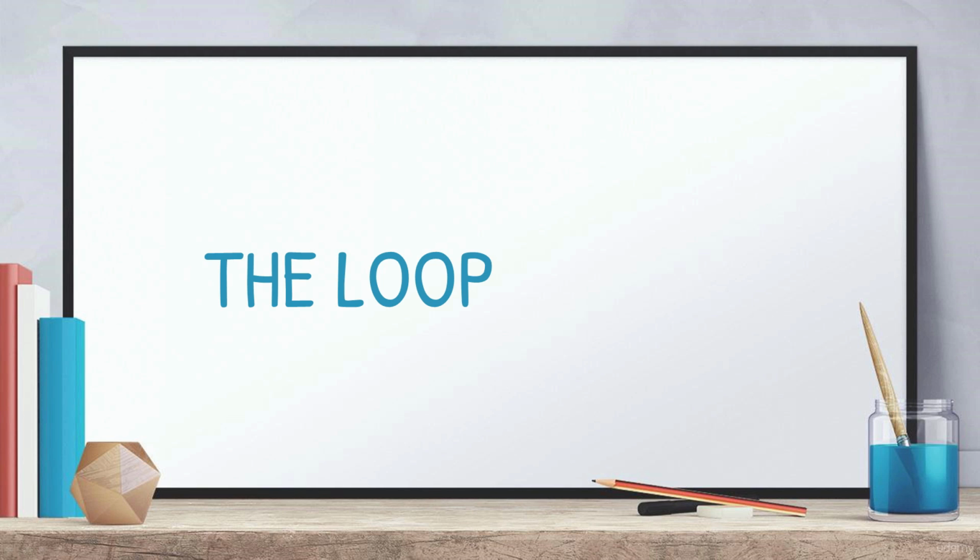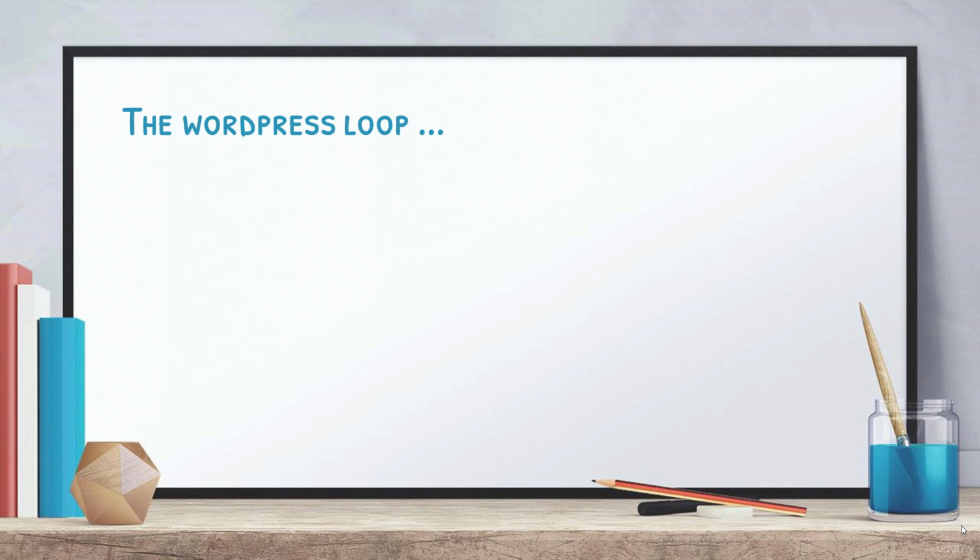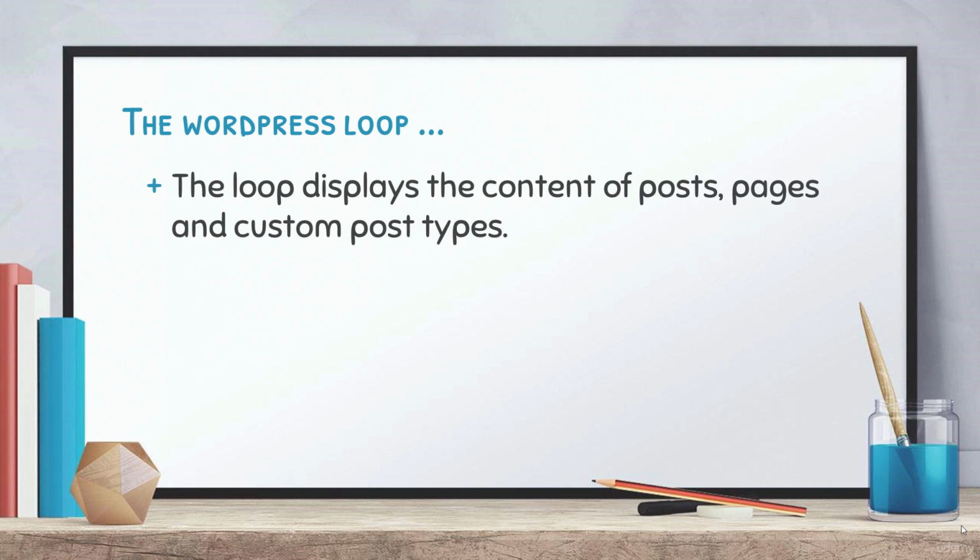Okay, so let's talk about what is considered to be the most essential part of WordPress, the WordPress loop. The WordPress loop is very important because it is the mechanism WordPress uses to display the content of posts, pages, and also custom post types, which we will talk about in a much later section. It is the WordPress loop that will display the title of a post, the content, maybe the date on which the post was published, the author of the post, and so on and so forth.